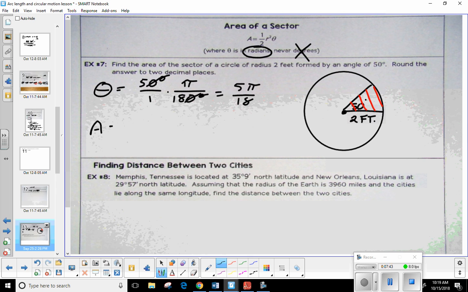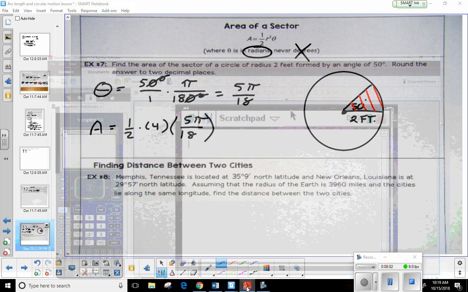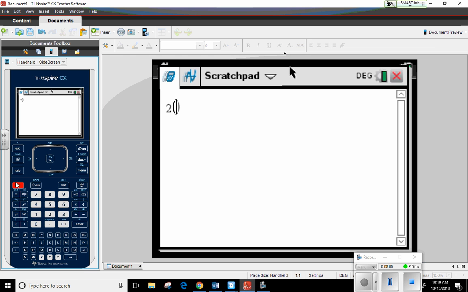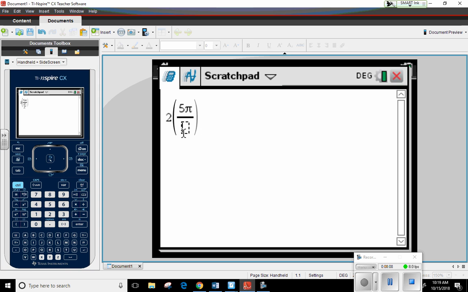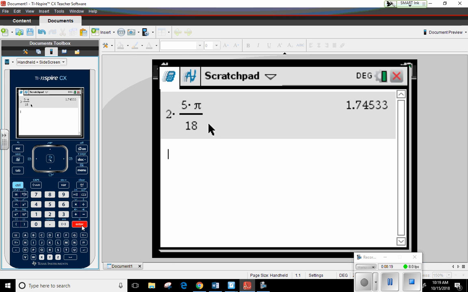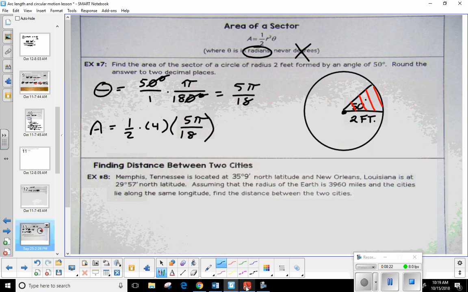Area is always 1/2 times the radius squared. Well, 2 squared is going to give me 4. And then we're going to multiply it by theta, 5 pi over 18 radians. And again, we know 1/2 of 4 is 2, but I just wanted to show the substitution. In fact, when I go ahead and plug it in the calculator now, I am just going to go ahead and type 2, parentheses, 5 pi over 18. So how many square feet roughly am I looking at? Okay, about 1.75 square feet. That's it. That's all there is.